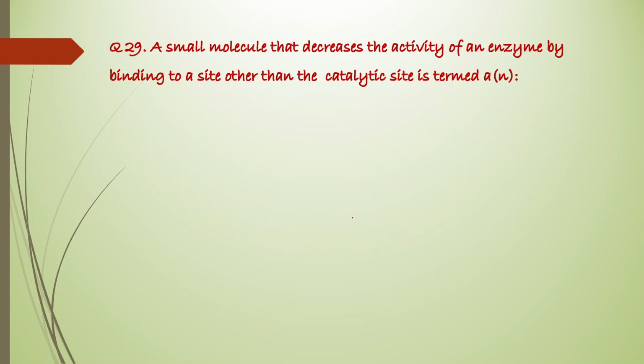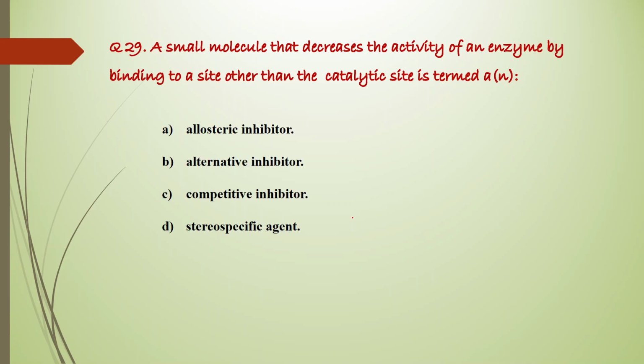Okay. Moving to the next one, it states a small molecule that decreases the activity of an enzyme by binding to a site other than the catalytic site. What is it termed as? So basically they are allosteric inhibitors. I think in week 5, let me look at the material. I think week 5 has dealt with allosteric inhibition, not before that.